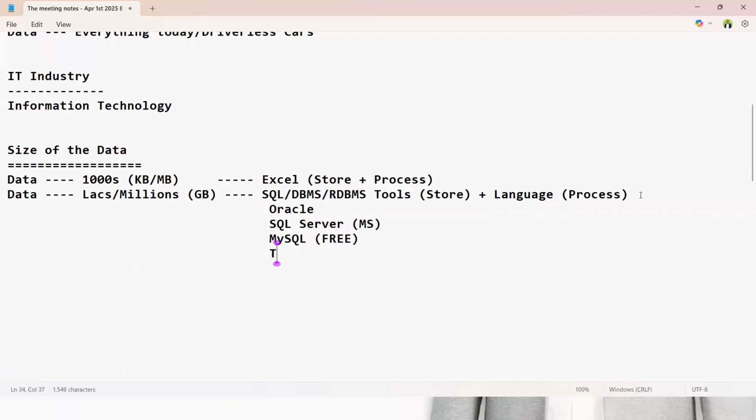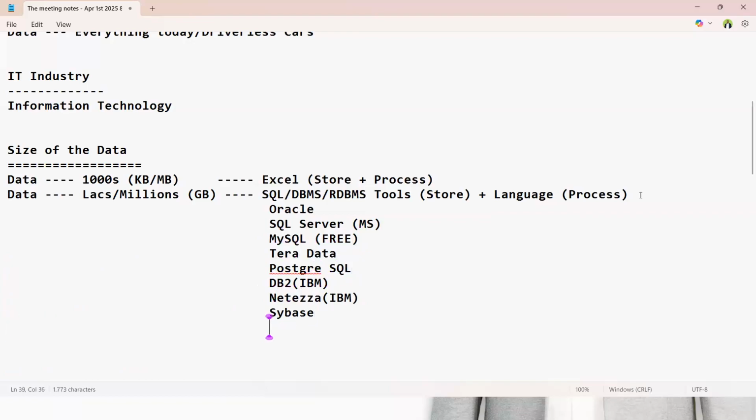Teradata. So you have PostgreSQL. A lot of things are available. DB2, DB2 from which company? IBM company. And Informix is also from the IBM company. Sybase. Thousands of RDBMS tools are available worldwide.